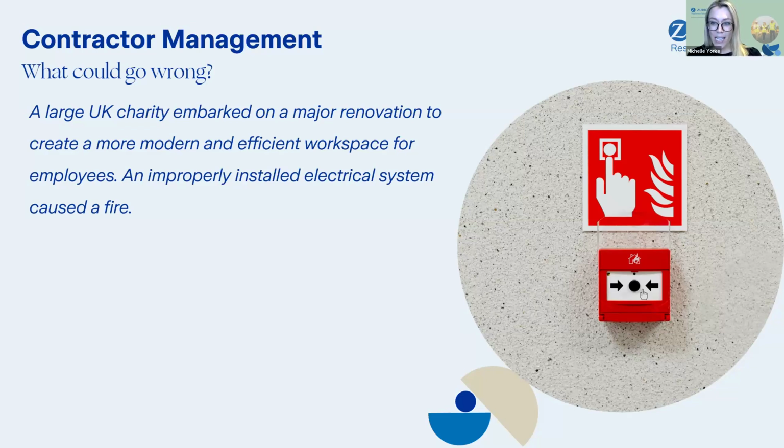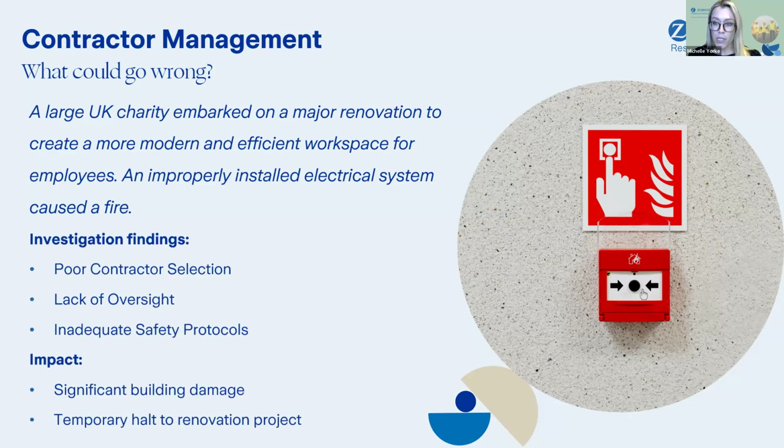Unfortunately, the chosen contractor had a poor history of subpar work, and this wasn't discovered due to the poor vetting processes. The electrical system was not installed properly, with several key safety protocols being overlooked. And shortly after the installation, an electrical fault occurred, sparking a fire that quickly spread through the building. The fire caused extensive damage to the newly renovated areas, including destruction of electrical systems, office equipment, structural elements. You can just imagine. The cost of repairs was substantial, running into hundreds of thousands of pounds.